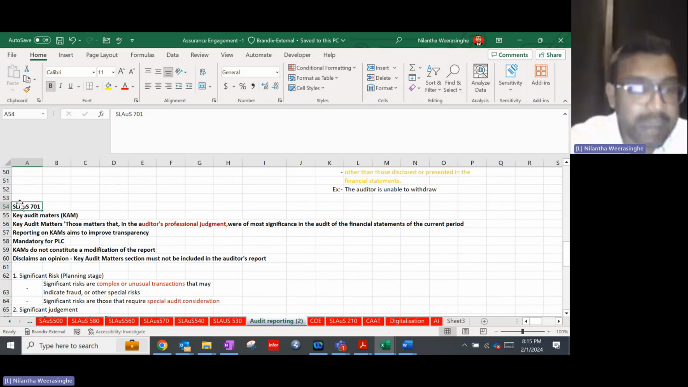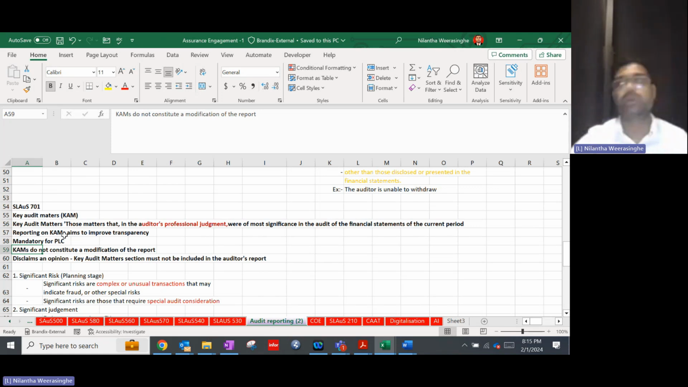Other thing, CAM do not constitute a modification of the audit report. Once you include CAM, it is not a modification to an audit report. Right? You can include CAM, but it is not a modification.